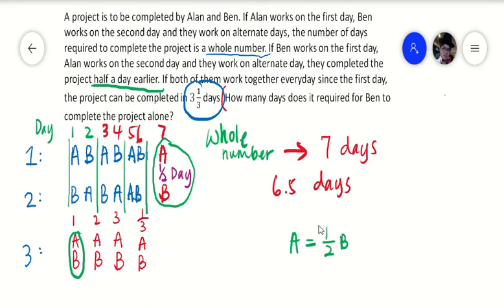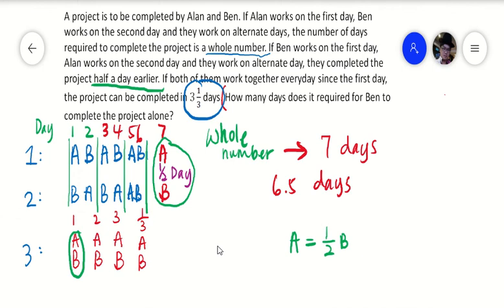Now, when we substitute this into situation 3 here, we can replace the A with 1/2B. Okay, this A is replaced with 1/2B. So for 1 day here, it's going to be half B plus 1B, which is 3/2B. Okay, because it's half B plus 1B, so 3/2B. So this is the work done in 1 day.